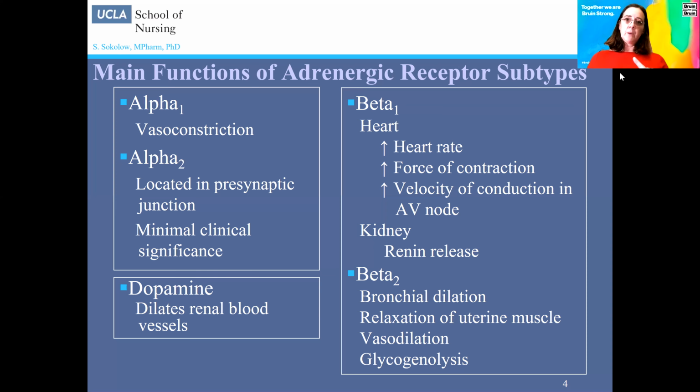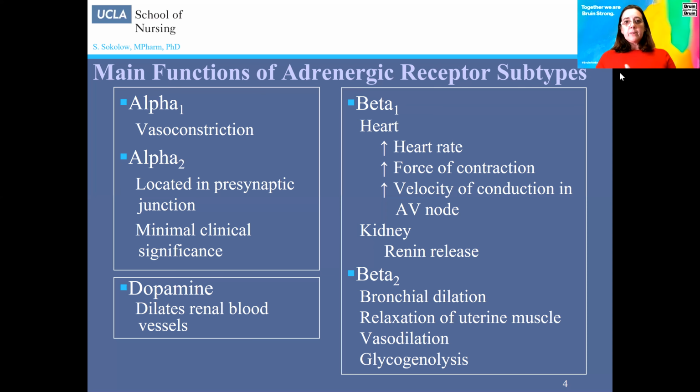Beta-1 receptor, remember, one heart, so beta-1 receptors are on the heart. In the fight or flight reaction with the adrenergic nervous system, they increase the heart rate, increase the force of contraction, and increase the velocity of conduction in the AV node. On the kidney, they increase the release of renin, which converts angiotensinogen into angiotensin, a potent vasoconstrictor.